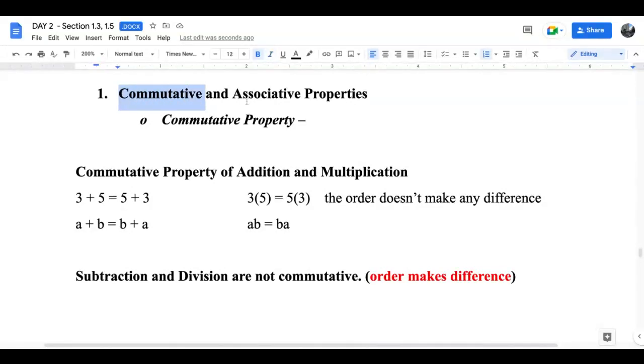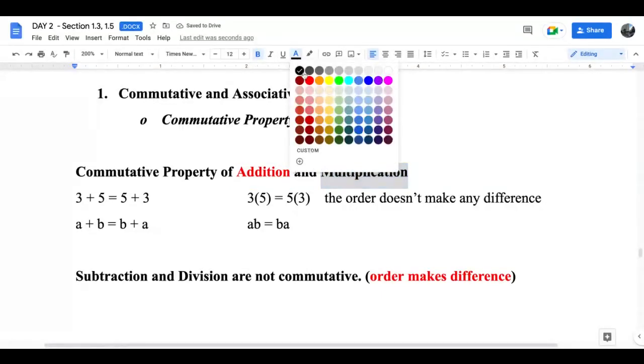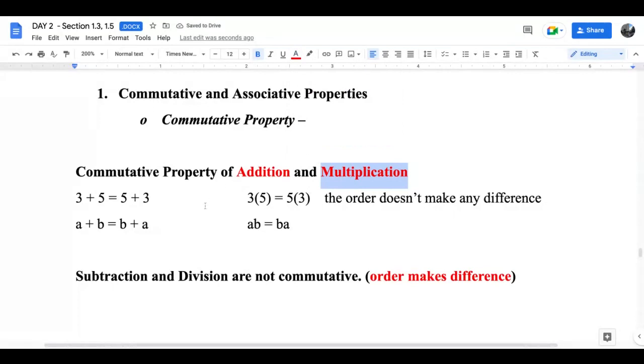So let's see the commutative and associative properties. Commutative, let's say for plus and multiplication. 3 plus 5 equals 5 plus 3. We can change the order. 3 times 5 is the same as 5 times 3, which is 15. A plus B is the same as B plus A. A times B is the same as B times A. So addition and multiplication are commutative. Commutative means the order doesn't change anything.